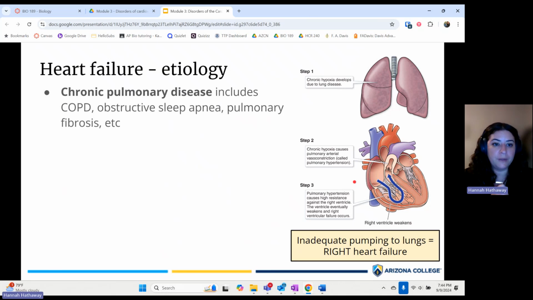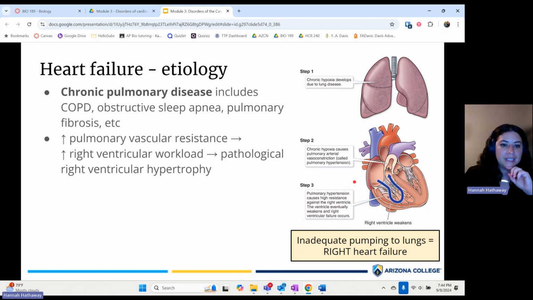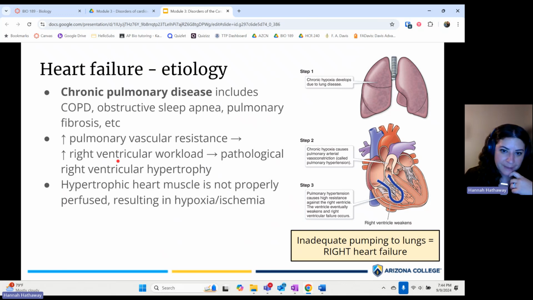So for example, if you have a chronic pulmonary disease, such as chronic obstructive pulmonary disease, COPD, that means that there's going to be increased resistance. The vessels are going to be smaller. The alveoli are maybe going to be occluded, and that's going to push on the vessels and make it harder to get blood through the circulation. That's going to increase the workload, meaning increase how hard the right side of the heart is having to work, and then that will lead to pathological right ventricular hypertrophy.